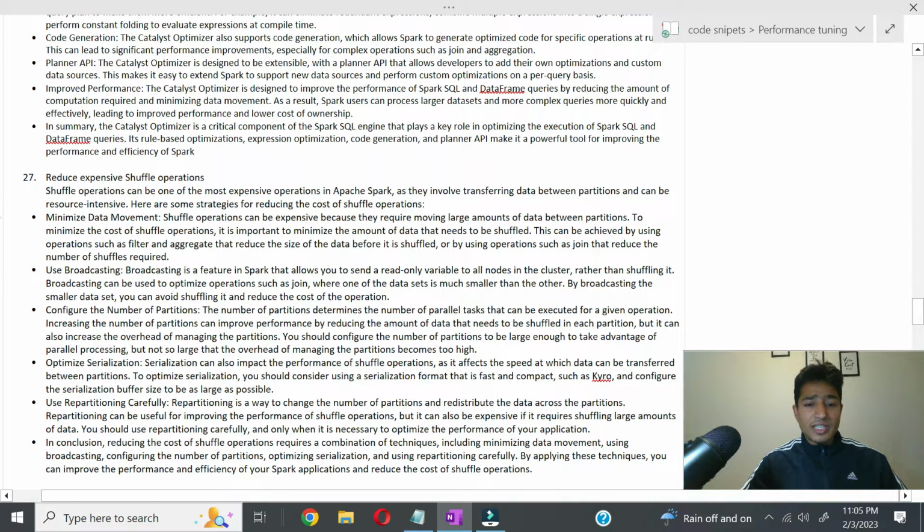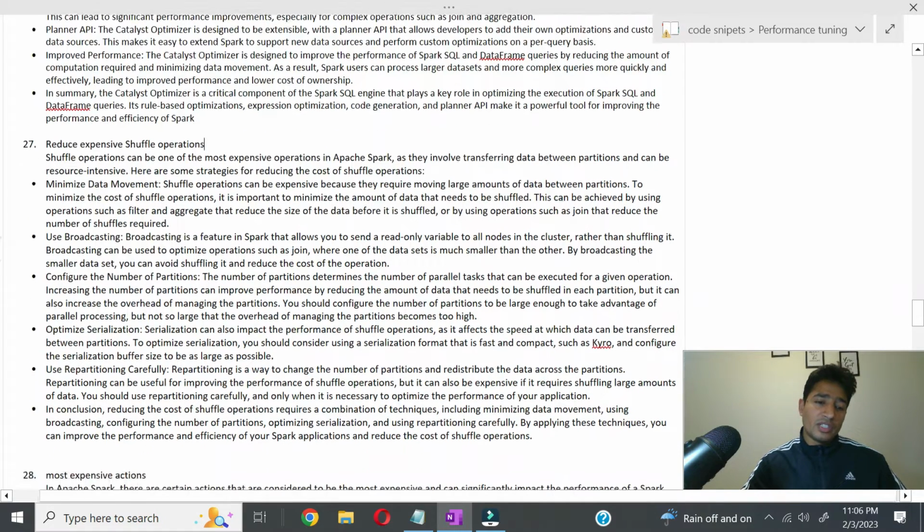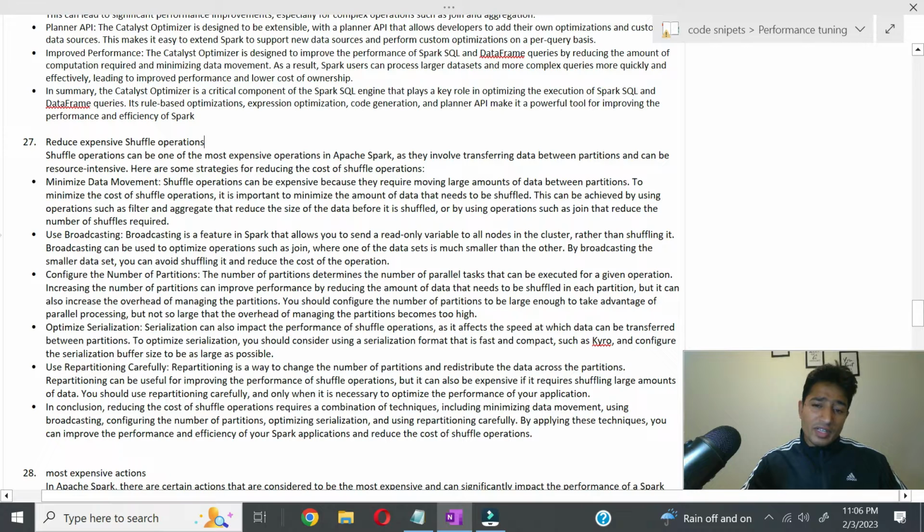Shuffle operations can be expensive because they require large data movement across partitions. To minimize the cost of shuffle operations, it is important to minimize the amount of data that needs to be shuffled. It means you can filter the data, you can do all the processing before you have to shuffle the data. This can be achieved by using operations such as filter and aggregate that reduce the size of data before it's shuffled. Use broadcasting.